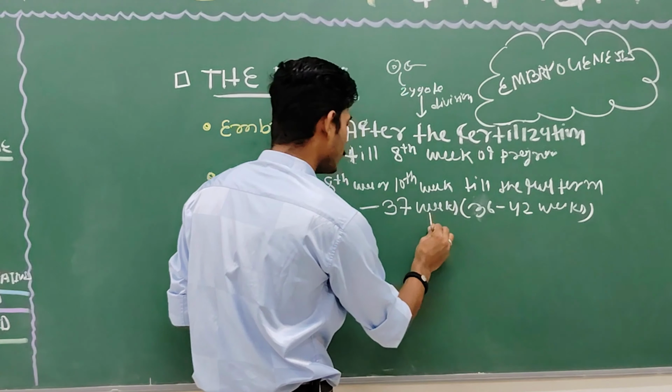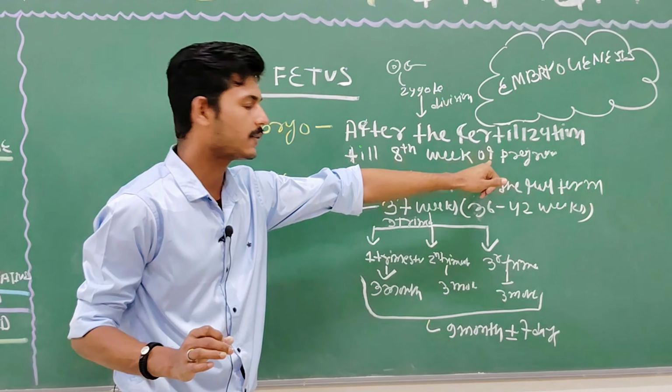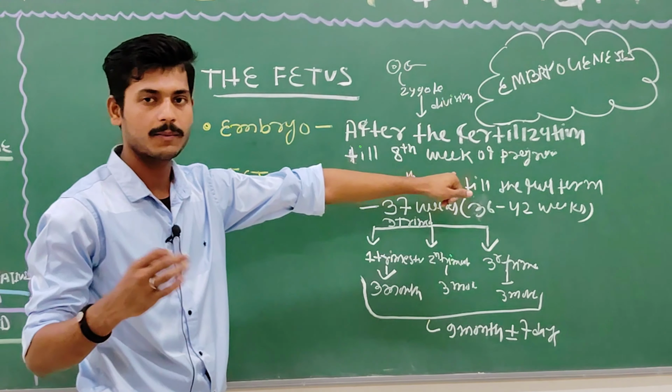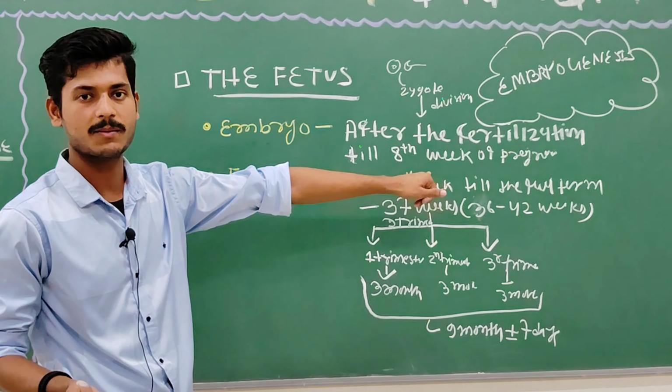Got the points? So this is a trimester type of classification, and each trimester is marked by a different kind of development. Fine. So once we describe the embryo, what is it? After fertilization till the 8th week, whatever the conceived product is, it's considered an embryo. And this formation of the embryo is called embryogenesis.